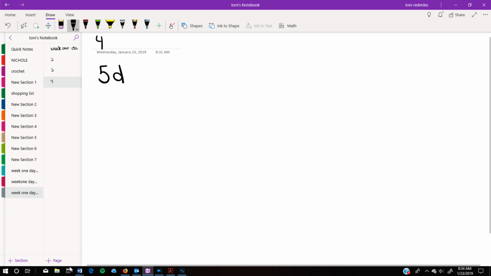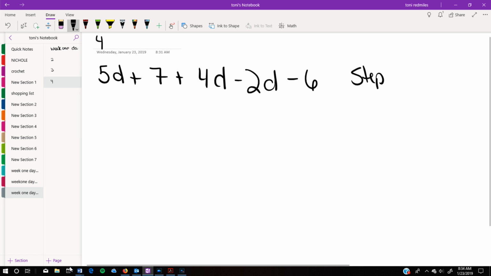5D plus 7 plus 4D minus 2D minus 6. Okay, so first step, looking for all the multiplication. I'm going to put division because you can actually do division on this step too, but you got to get it all done, and the distributing. Okay, I have none of that, so I'm going to move on to step 2 of getting my like terms together.